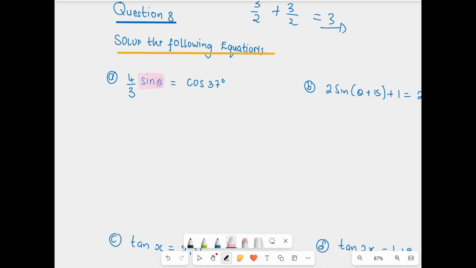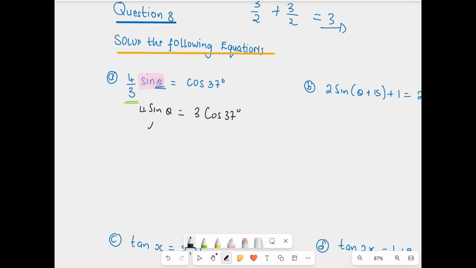Remember, if we are solving these equations, we want to solve for this angle. But first, we need to make sure that we separate the sine of an angle. So how am I going to separate? Here, I will multiply everything by 3 first to get rid of this 3. If I multiply everything by 3, I am going to remain with 4 sine of an angle is equal to 3 multiplied by cos 37 degrees. And then on both sides, I am going to divide by 4.